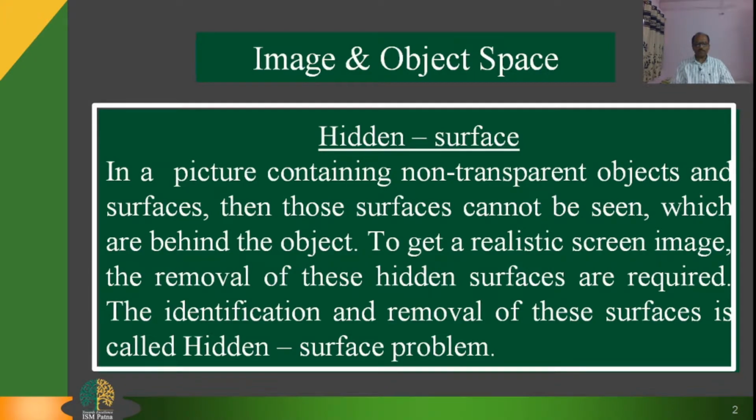In a picture containing non-transparent objects and surfaces, these surfaces cannot be seen which fall behind the object. So we may say that when we view a picture which has non-transparent objects and surfaces, the viewer can't see those objects which are behind objects closer to the eye.